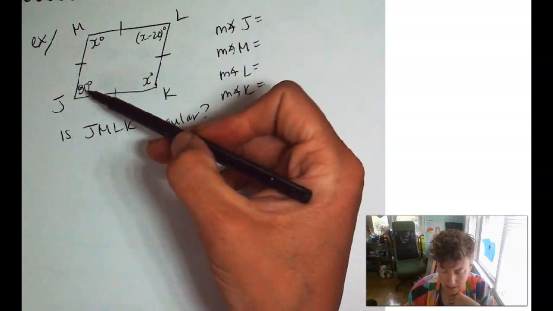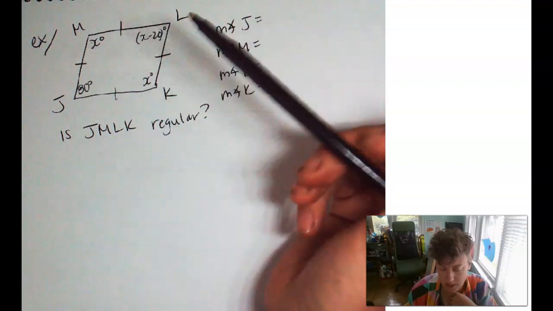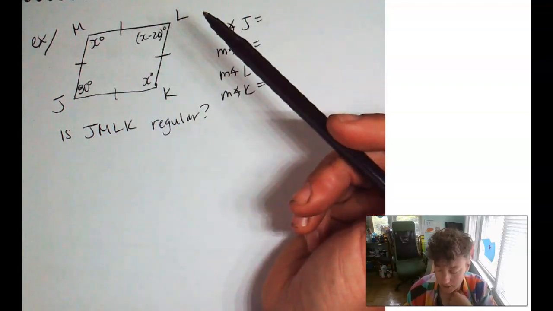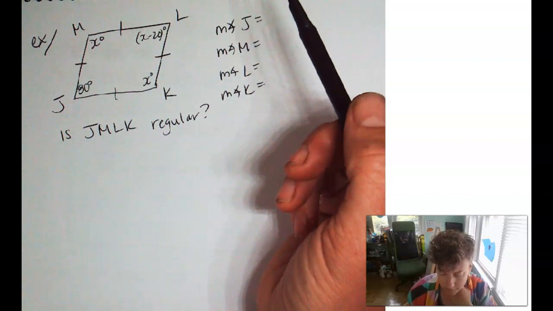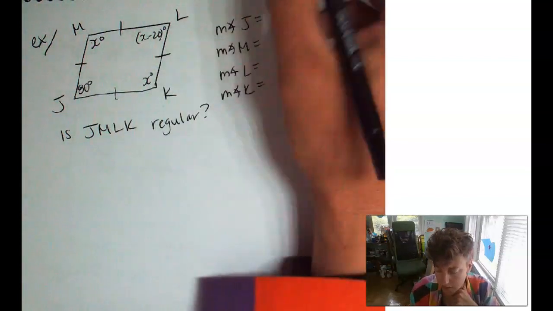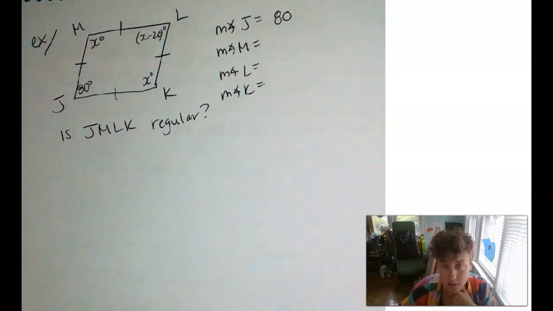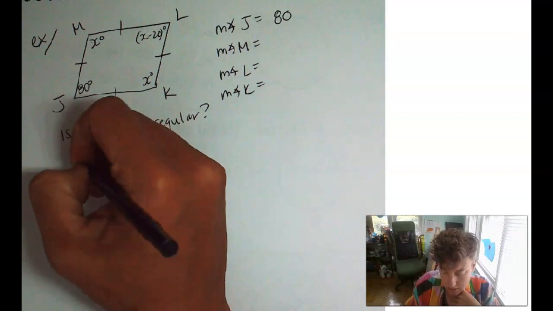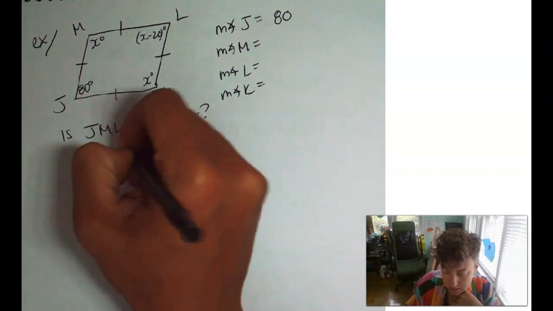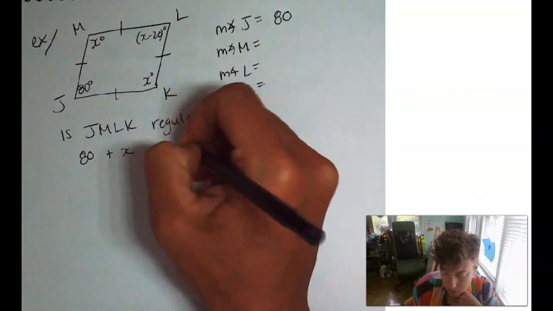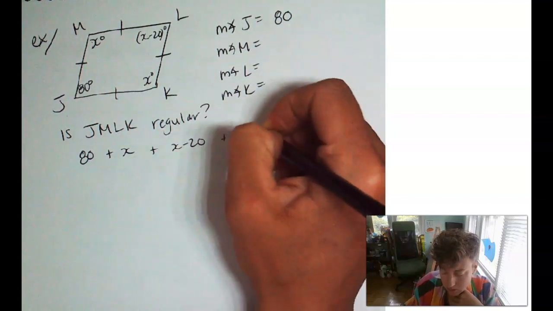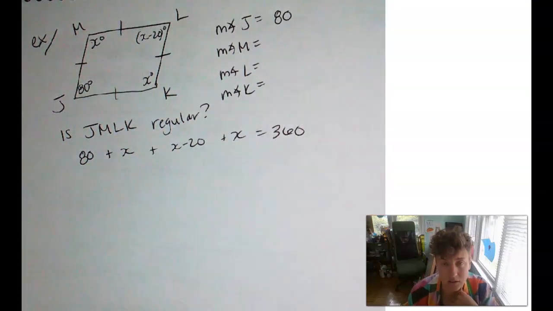We know that guy is 80. Don't know that one off the top of our head, but it's a possibility. Let's see what we can do here. So we already know the measure of J is 80 degrees. And we know if we add all of the angles up, they'll add up to 360. So 80 plus x minus 20 plus x equals 360 degrees.